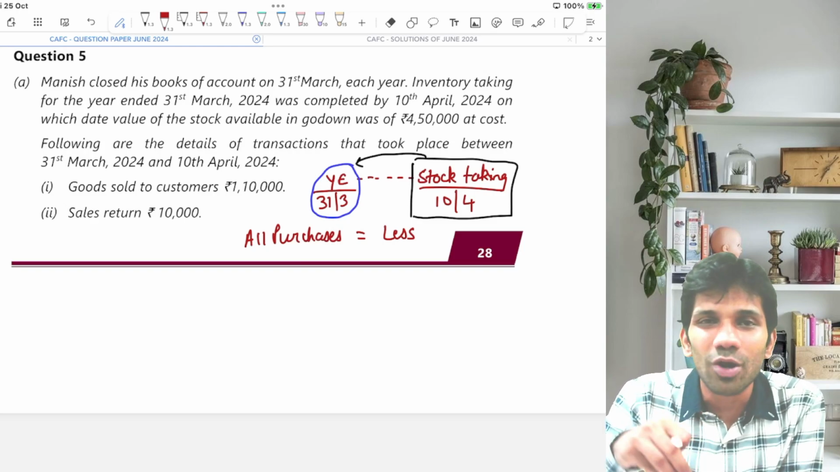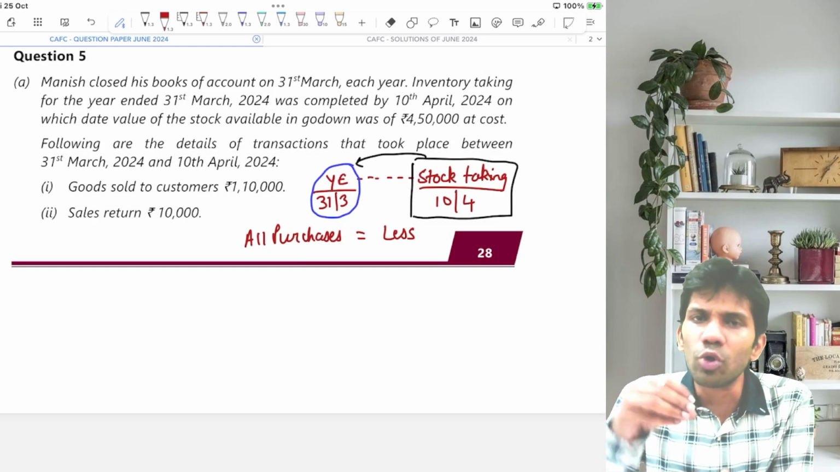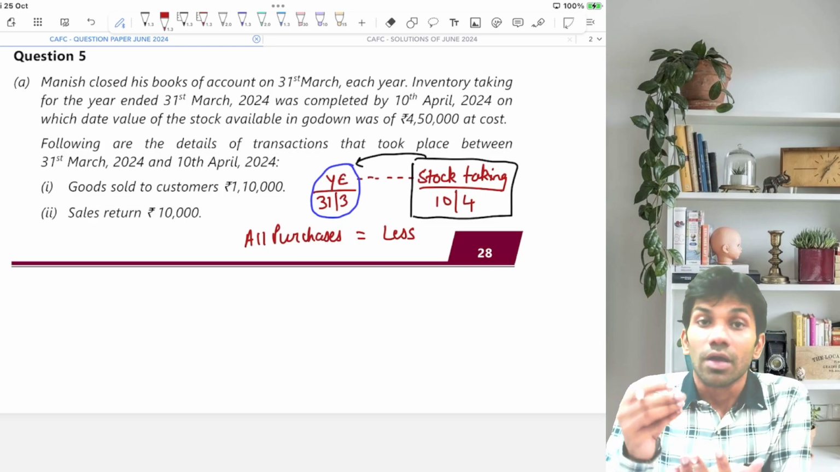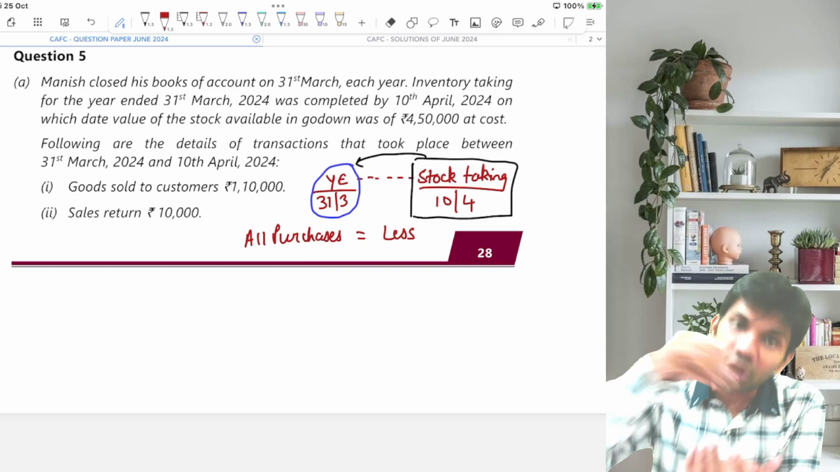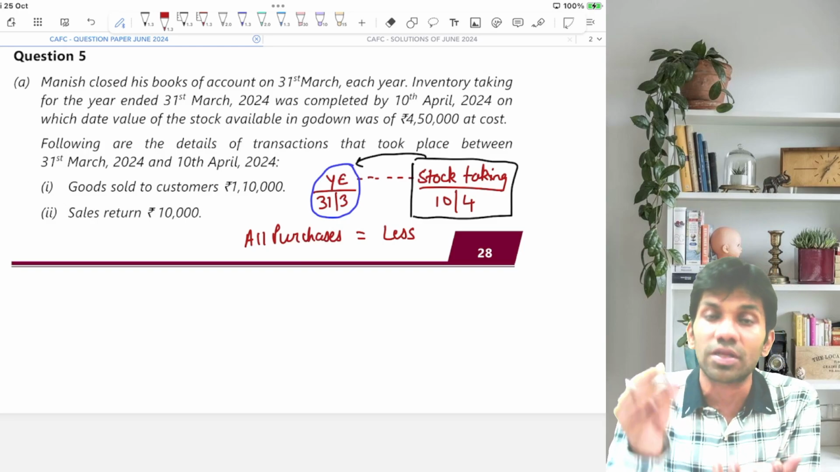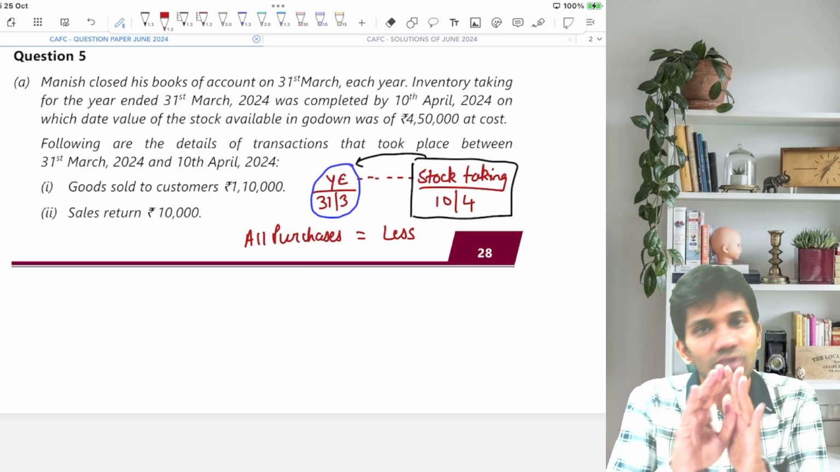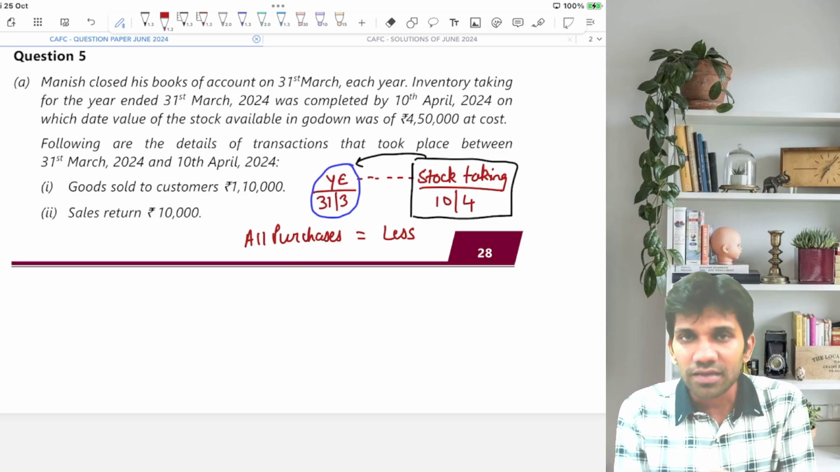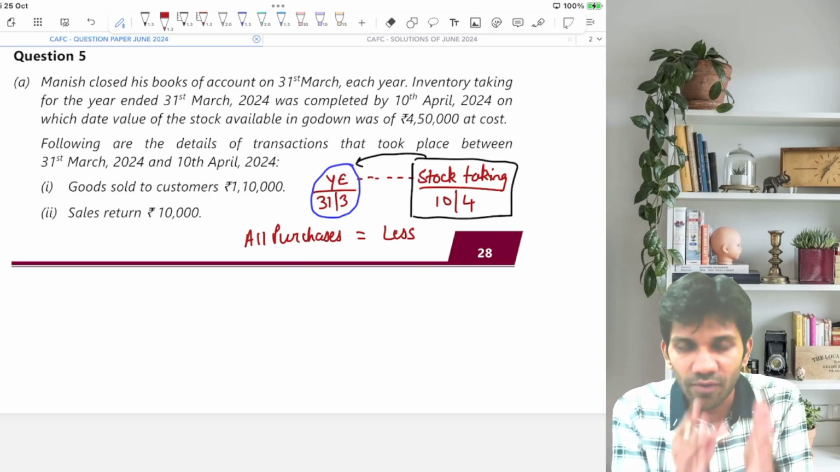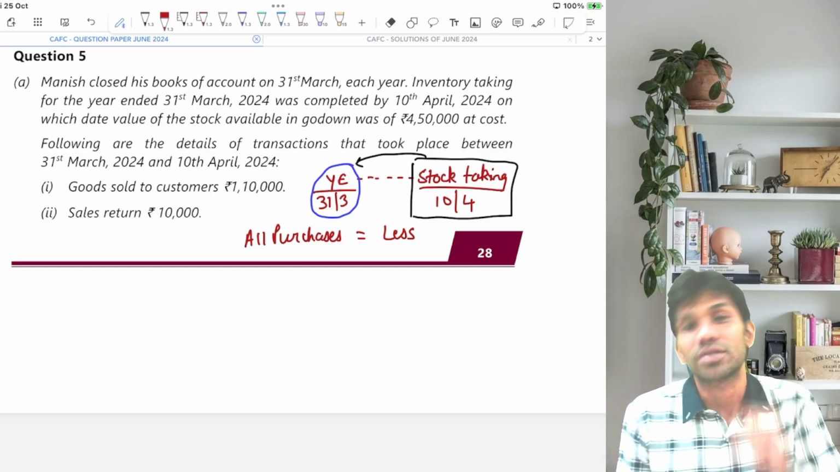We must have added them on 10th April, because those goods were physically lying with us. But now we are supposed to go to 31st March and find out the book stock, the stock which is lying in the books of accounts. So can I say as on 31st March these goods were not lying with me, hence we will deduct the purchases which have been made from 1st April to 10th April. I hope the concept is clear.